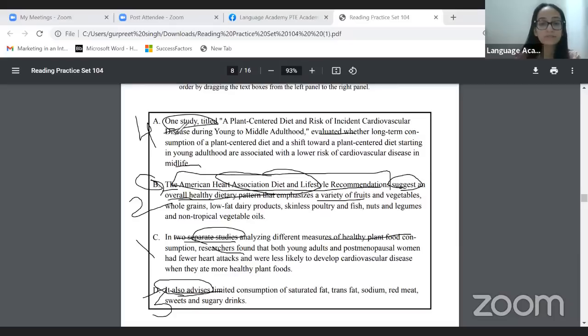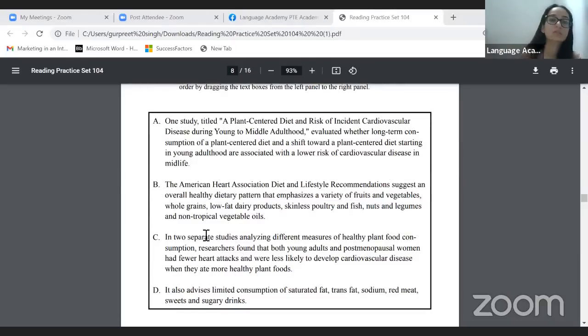But otherwise, because here the topic is about plant food consumption, first say that, okay, these are the diets suggested. And then there was one study which evaluated whether this plant-centered diet has any effect or not. Anyhow, B, D should have been a pair and you should have started with C. Those who have started with B, that's a big mistake. But one mark should have come from this.